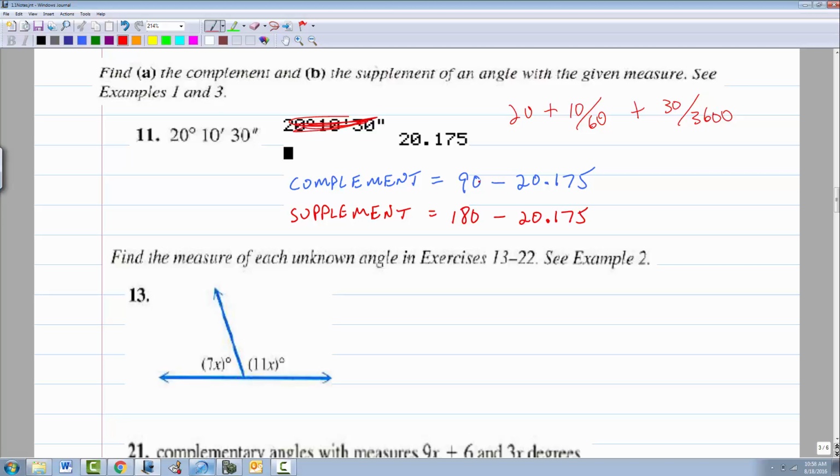Now what do I do? Well, to find the complement, these have to add up to 90, I'm sorry. So I take 90 minus that. I'll do the math. 90, 80, 70, oh boy. 90, 70, 69.825. Did I do that right? Is that right?